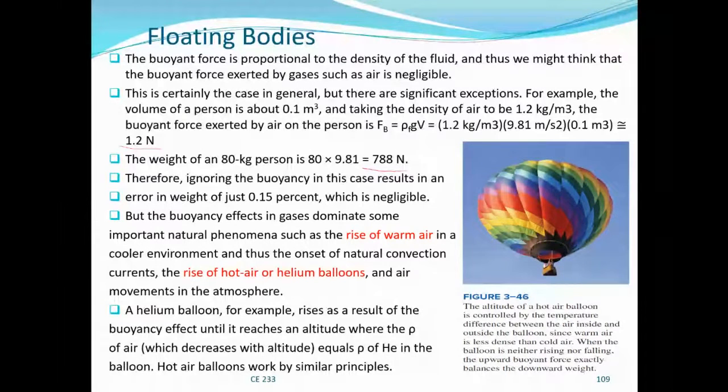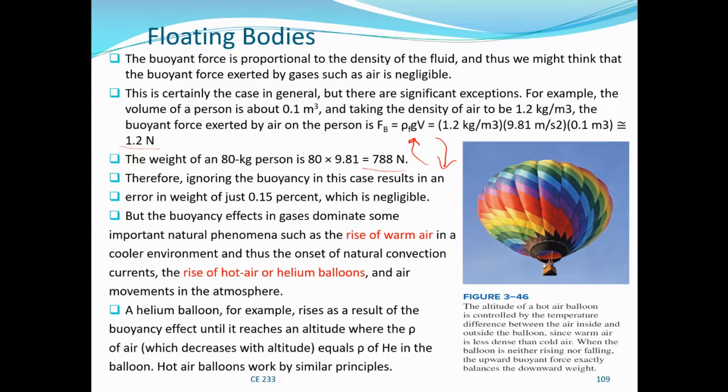Warm air has less density than cold air. So when you have warm air and cold air, the warm air, because its density is less, will rise and float over the cold air. That is the onset of natural convection currents. When it rises, it may become cold, and then the air heated from the bottom will rise again. So it sets up a convection current, movement of warm air which is replaced by cold air.